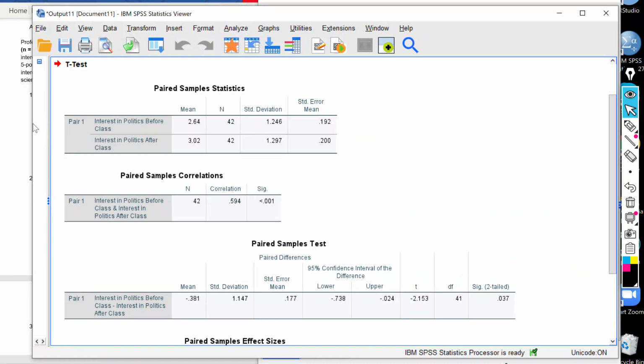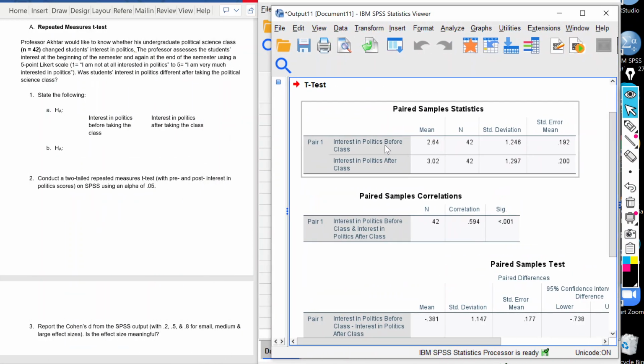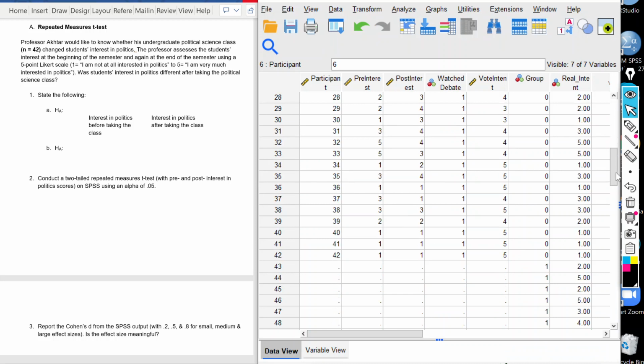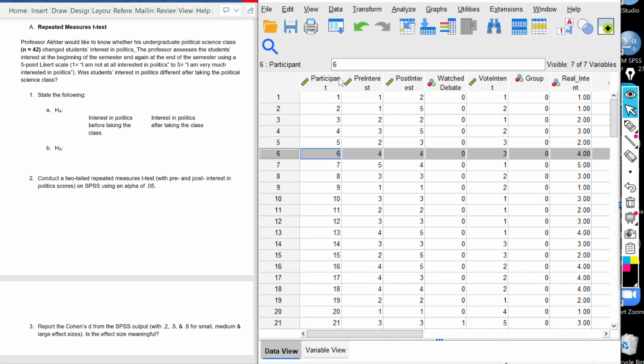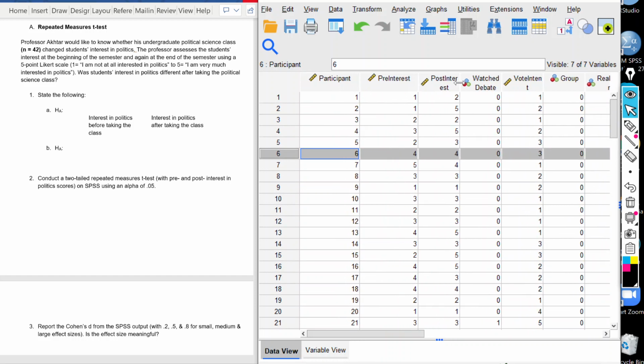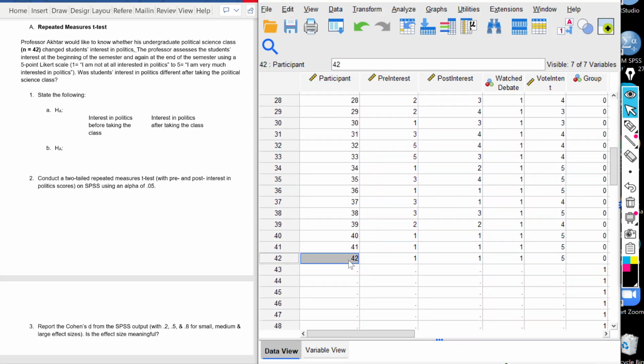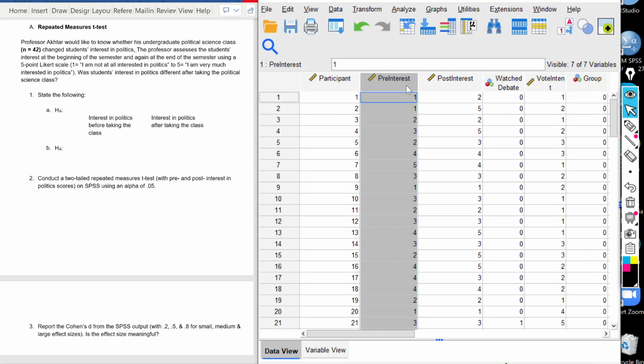We have their mean score on the pre-test before taking the class, and their mean score after taking the class. And we also have the N value right there. So in my sample, I have 42 participants. Just looking at this information, this is what we're looking at for this particular portion of this assignment. We're looking at how many participants we have, and it looks like in my data set we have 42. And we're also looking at their pre-test scores and their post-test scores.